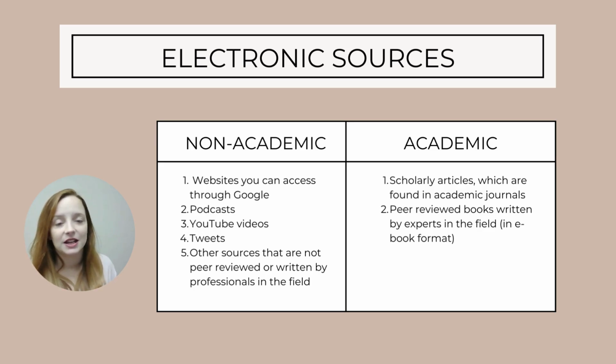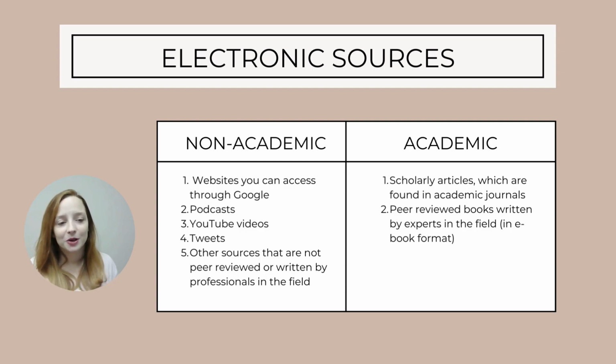On the other hand, academic sources are things like scholarly articles, which are found in academic journals. These are going to be peer-reviewed, which means that other people in the field have read it and approved it for publication in these scholarly journals.